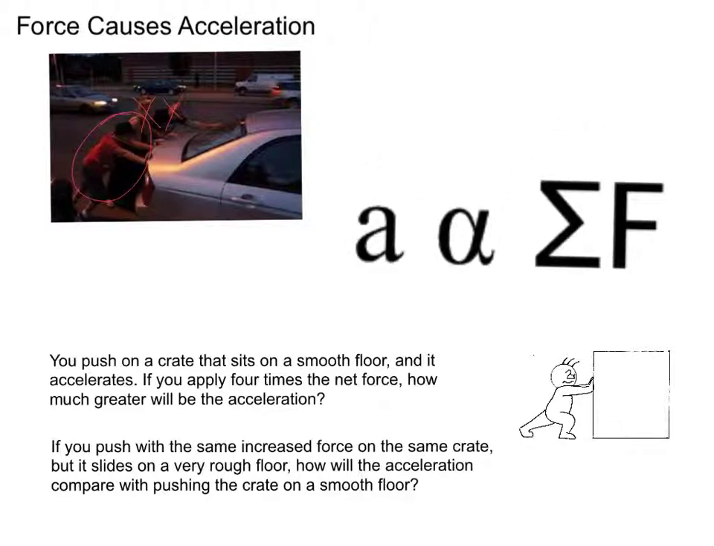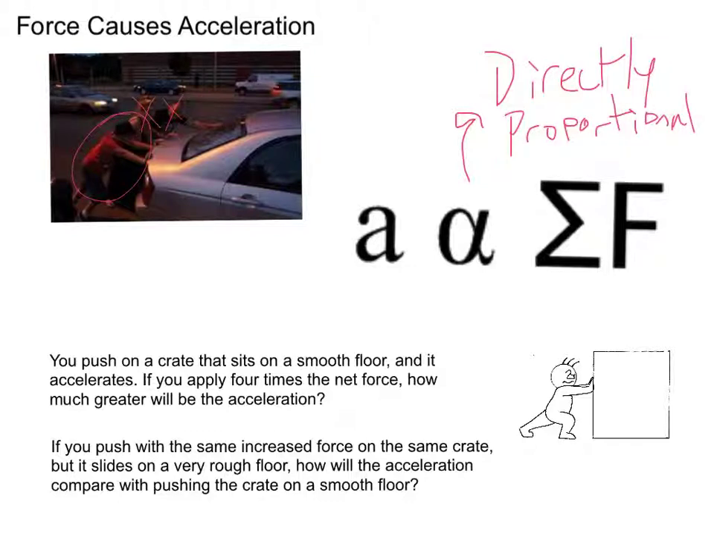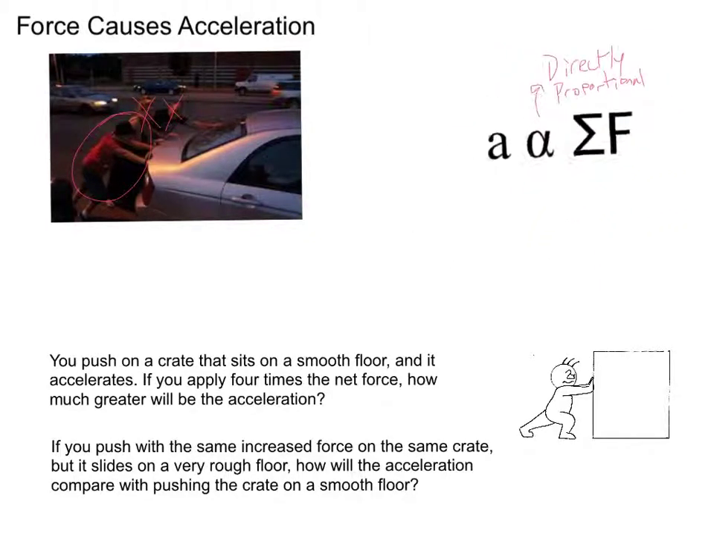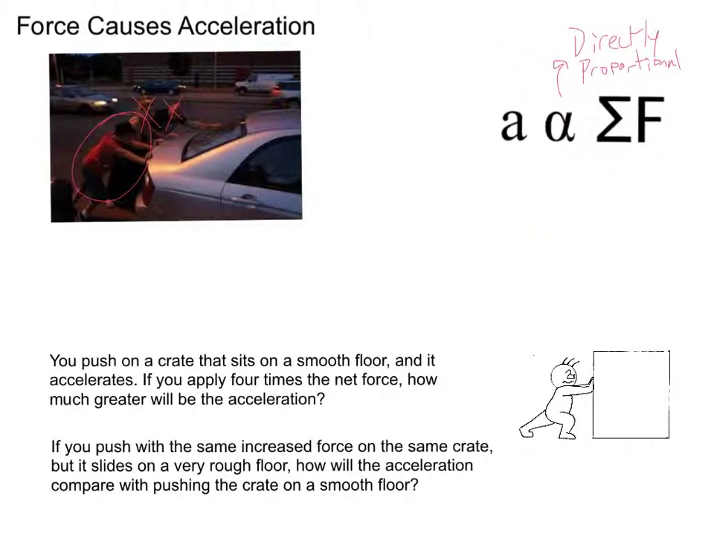That's what this little symbol right here means. This is an alpha, and it means directly proportional. And it means that any change in one is the same amount of change in the other. So as I double the net force, I will double my acceleration.